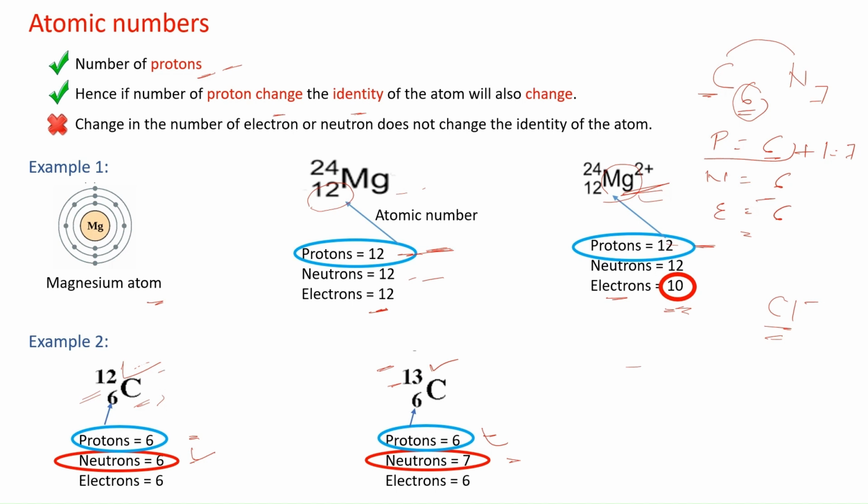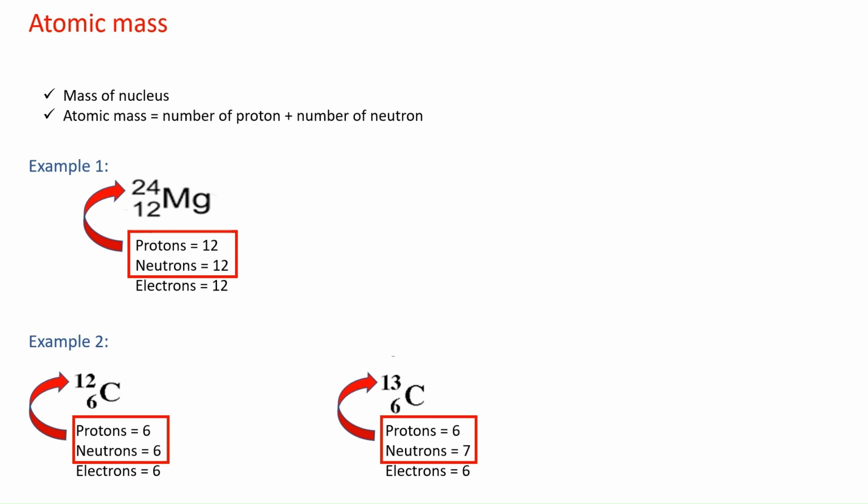Why? Because, as I told you already, atomic mass is equal to the number of protons plus the number of neutrons. Atomic mass is the mass of a nucleus. The nucleus of an atom is made up of protons plus neutrons. So the number of protons plus the number of neutrons will form the atomic mass. Correct? In this example, magnesium, how many protons are there?